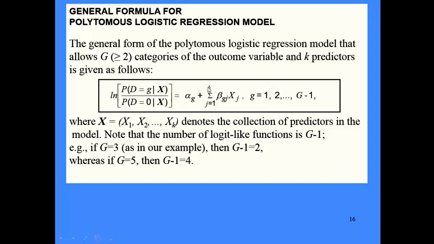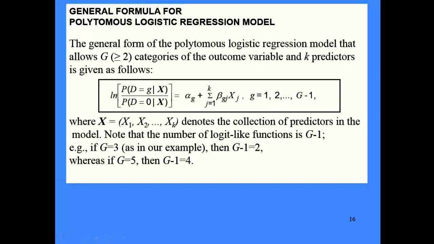It's just a way of putting it together, but if you specify the G, you get each of the different components. If G is equal to 1, you have alpha 1 plus the sum of beta 1 G xj. If G is 2, you get alpha. So if capital G is 3, you're going to get two versions of this model. So that's the general formula for the model.